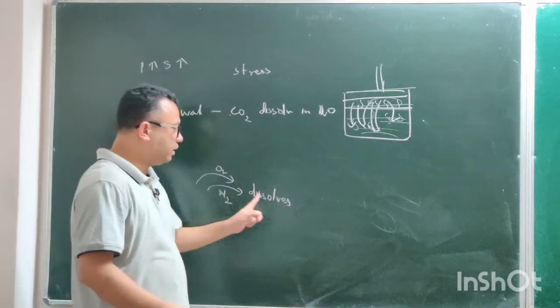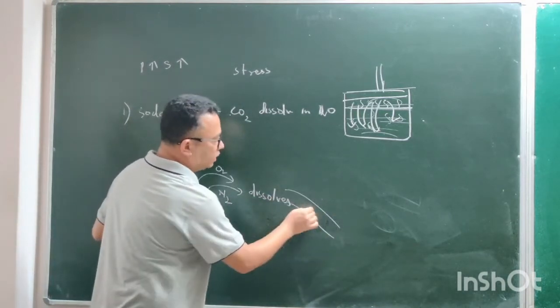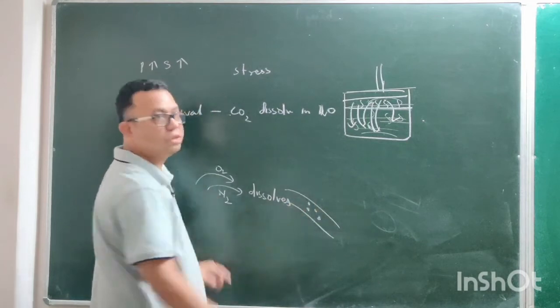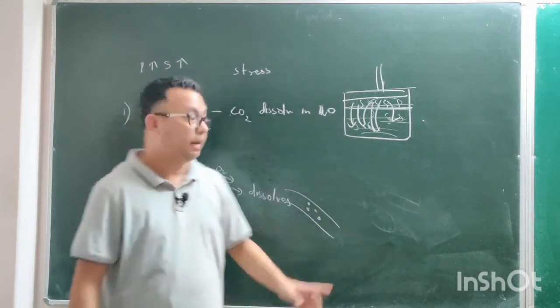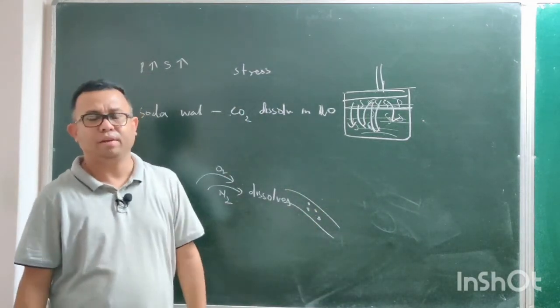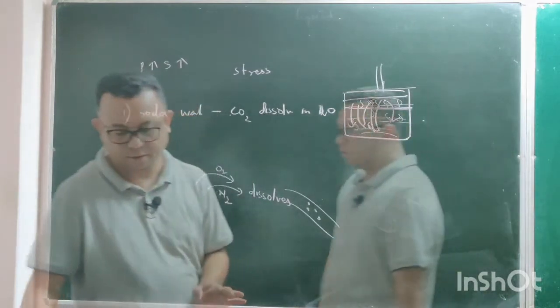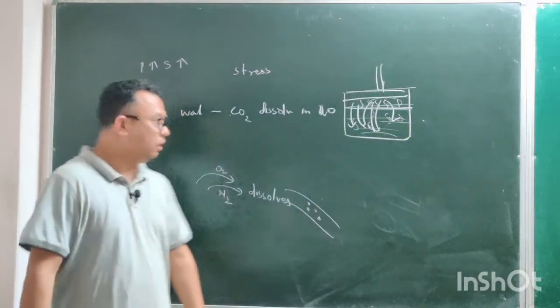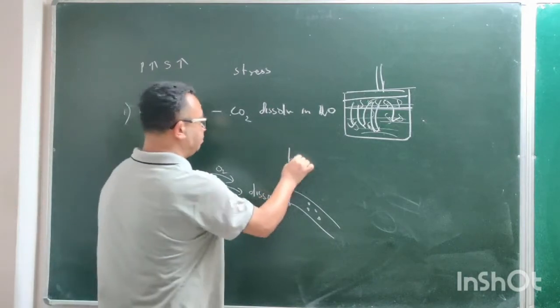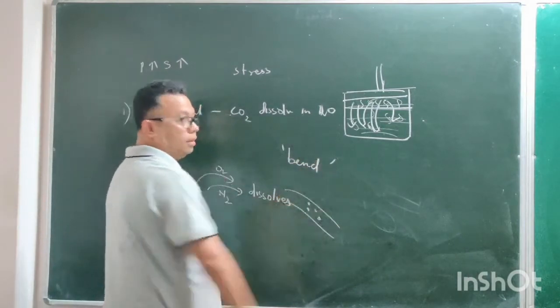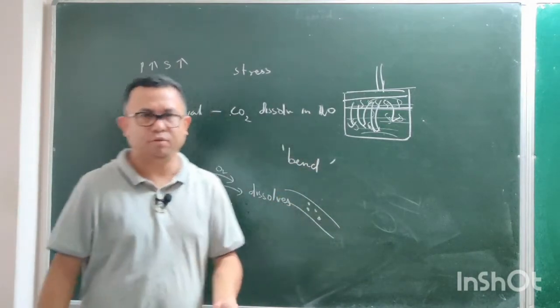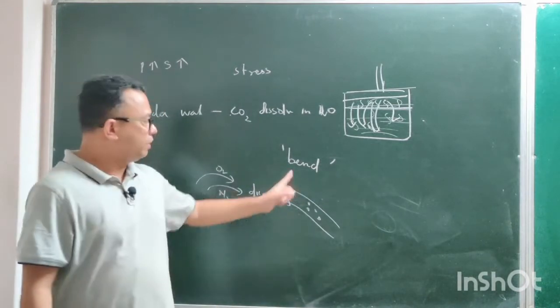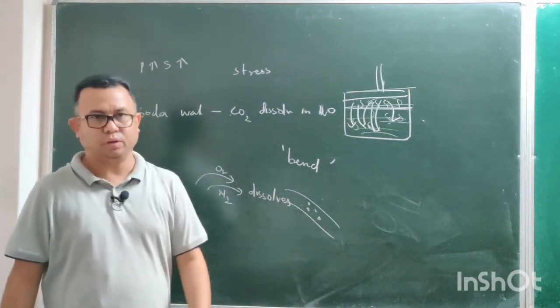Now when nitrogen is released in the blood vessel, bubbles of nitrogen are released, and that can cause very severe pain. So that condition is called bends. Now it's very painful, so how do we remove this?